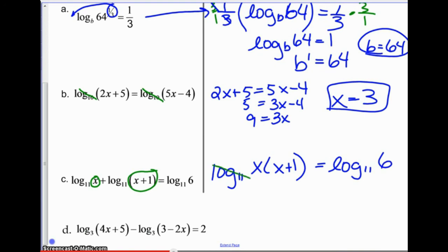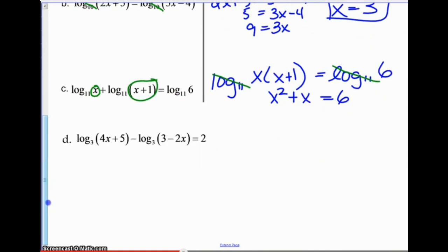So here, this log base 11 and this log base 11 essentially cancel each other out. And so I have x times x plus 1 equals 6, or x squared plus x equals 6. Now to solve this, when we have a quadratic, we're going to need to first set it equal to 0. So I'm going to make it x squared plus x minus 6 equals 0.